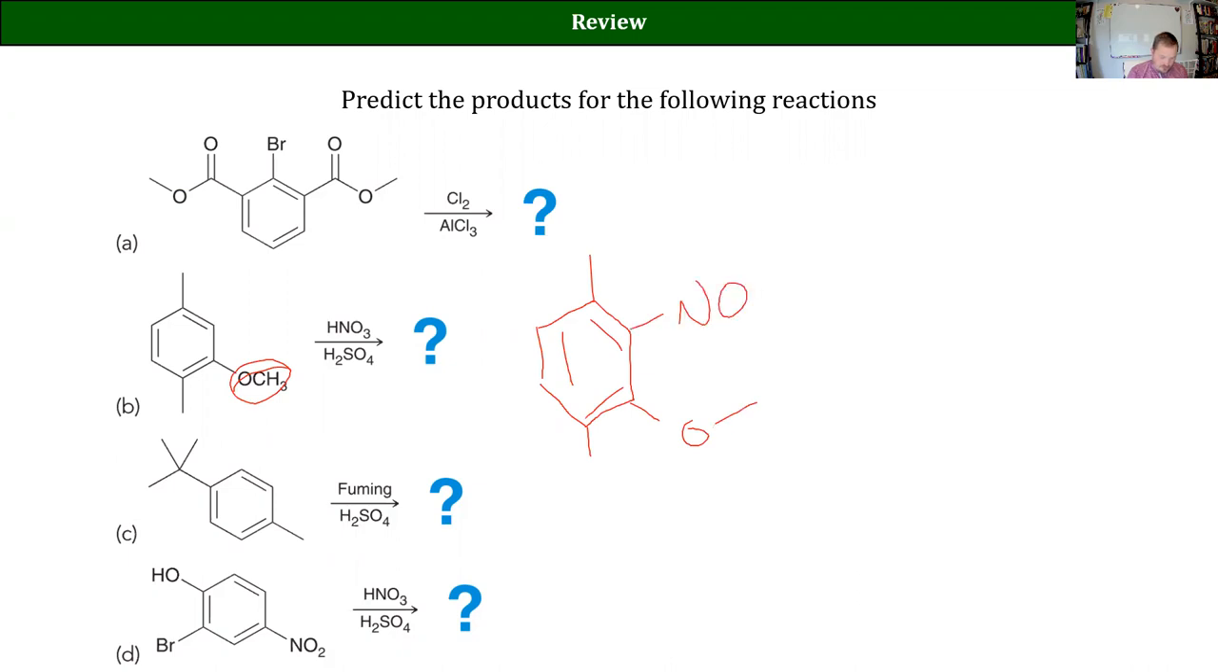We'll get a nitro group added right there, and a nitro group added in the para position to the methoxy group. And in this case, since the other substituents that are on there are also activators, you'll get some of the other products too. There's one other possible product, right? Which would be putting the nitro group right here. You'd get some of that because everything that's on there is an activator, and so you'll make some of that, just not as fast as these other two products.